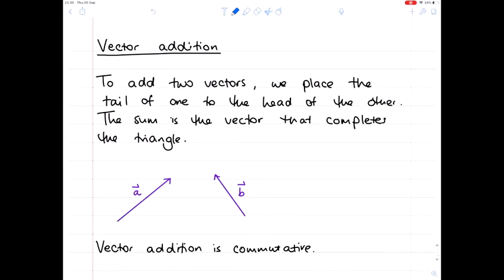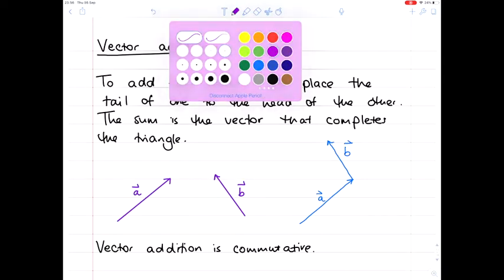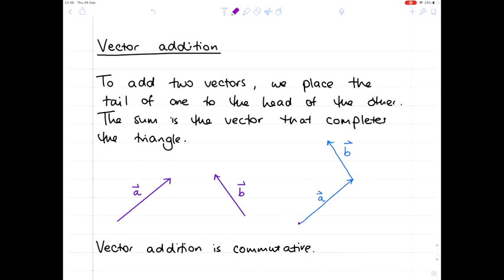So to add 2 vectors, we place the tail of one to the head of the other, and the sum is the vector that completes the triangle. Easier seen in a diagram. So we're going to take our vector A. So here's A, and then we're going to take vector B. And remember, vectors can be moved to start any place that we want. And the resulting vector of adding these 2 together is the one that starts at the tail of A and ends at the head of B. So this is A plus B.